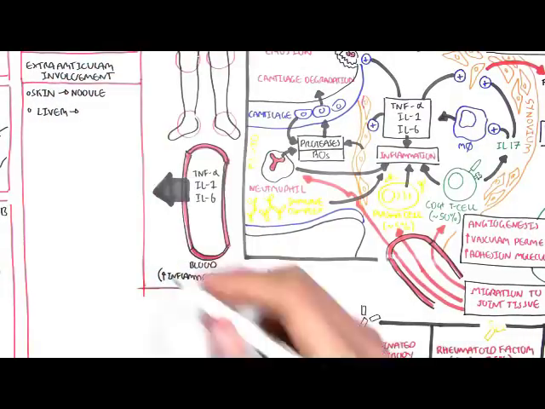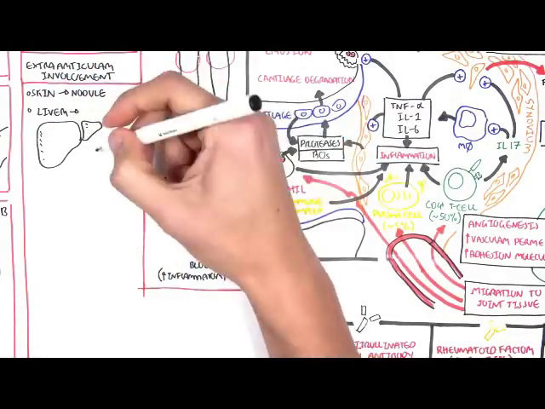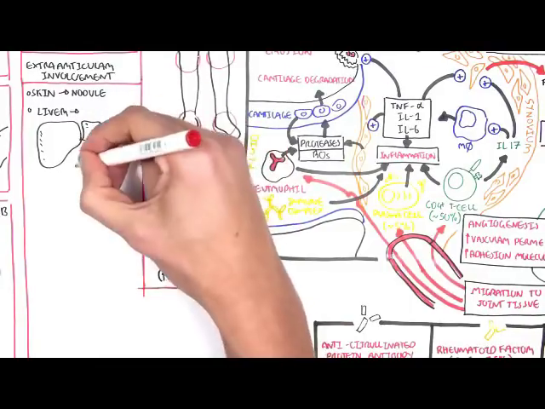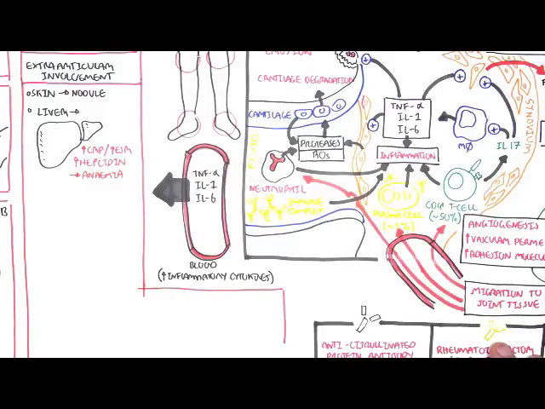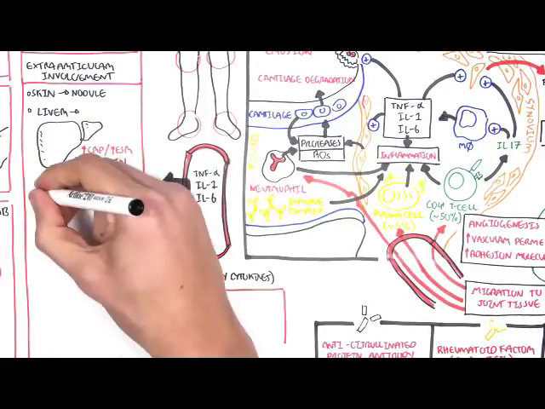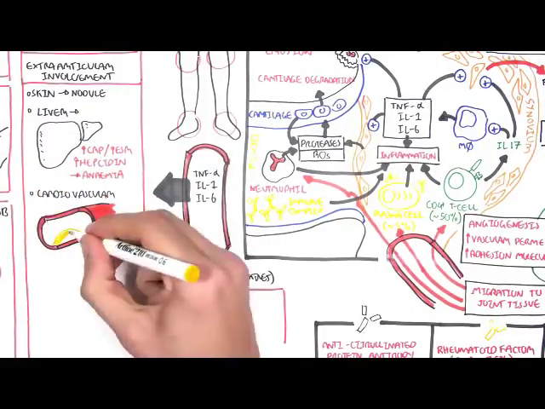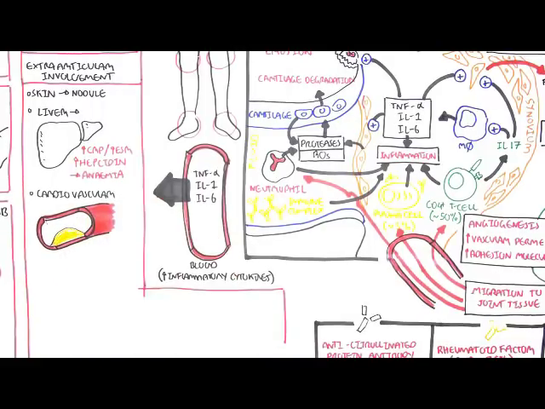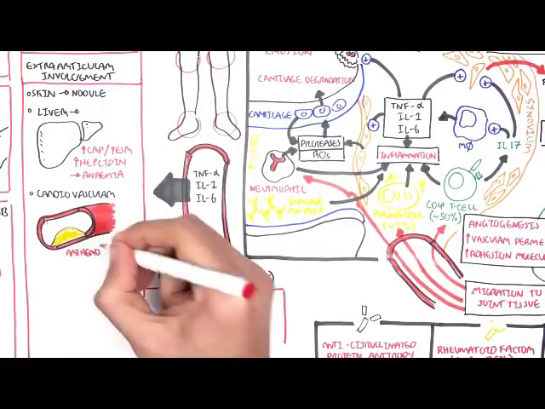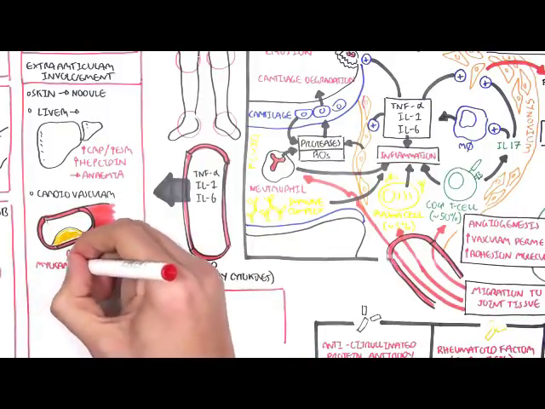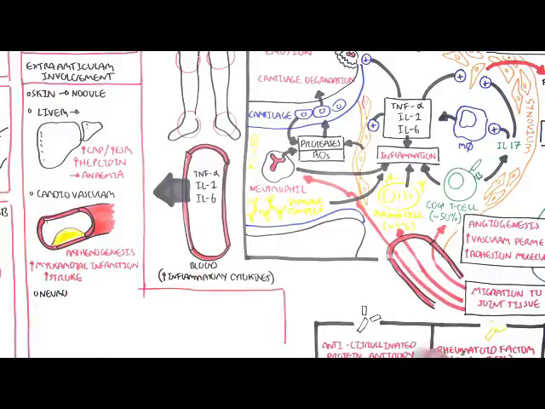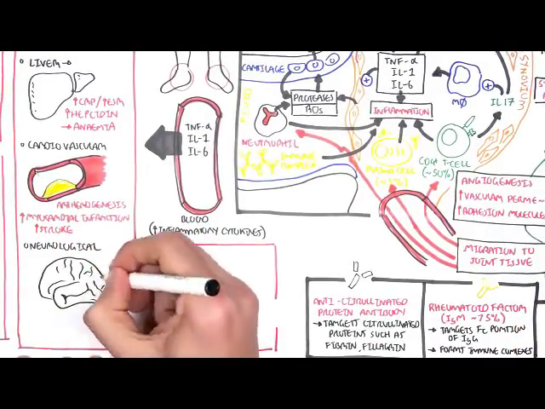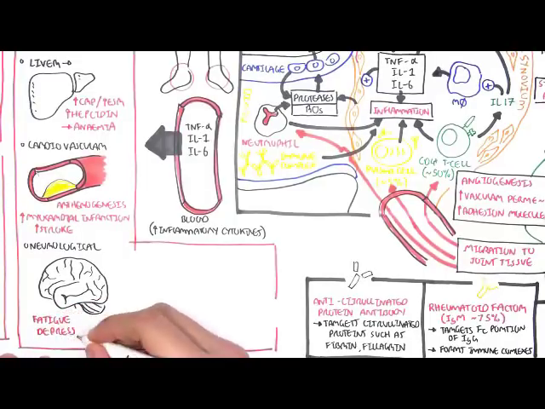In the liver, because of the cytokines, the liver will begin producing more CRP or ESR proteins, which are inflammatory markers, as well as a lot more hepcidin, which will contribute to anemia in rheumatoid arthritis. Cardiovascular involvement: these cytokines and this inflammation will promote atherogenesis, so plaque formation. And it can also promote myocardial infarction as well as stroke. Neurological involvement includes fatigue and depression. And these can be attributed to anemia.